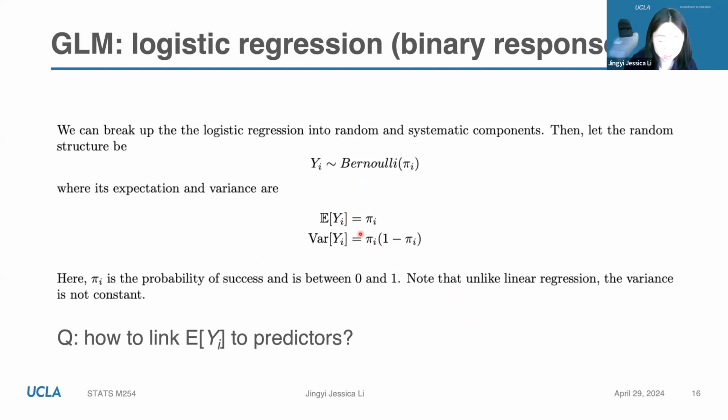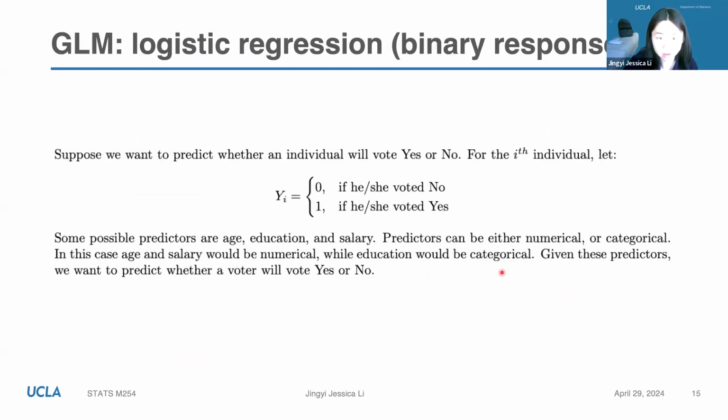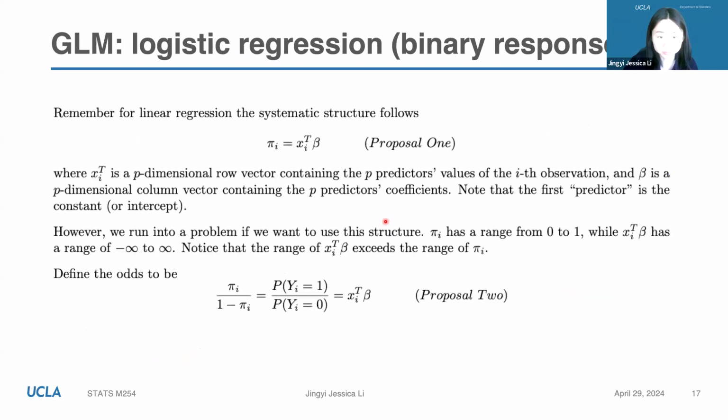Then the question is, how do we link the expectation of yi to predictors? Just like the systematic structure here, we want to link mu i to xi transpose beta. But how could we do this with yi, with this pi i? Because pi i is between 0 and 1. How do we link it to predictors?